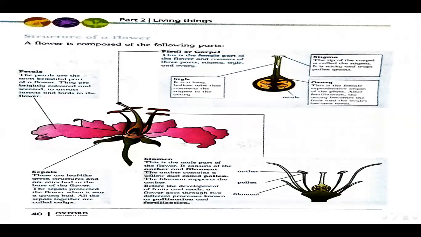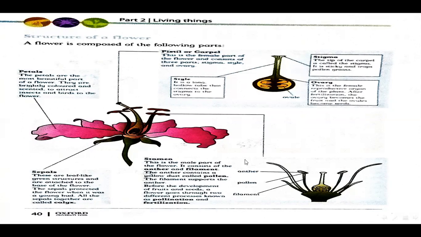After this, it is a long hollow tube that connects the stigma to the ovary. This long hollow tube is the style. After this, the ovary is the female reproductive organ of the plant. After fertilization, the ovary becomes the fruit and the ovules become the seeds. So this one is called the female reproductive organ of a flower.